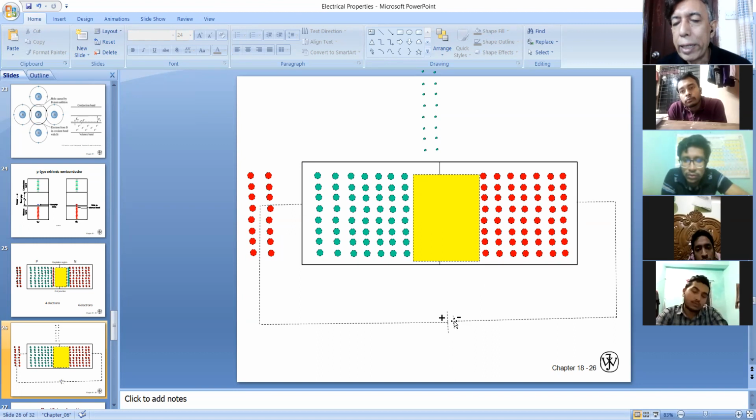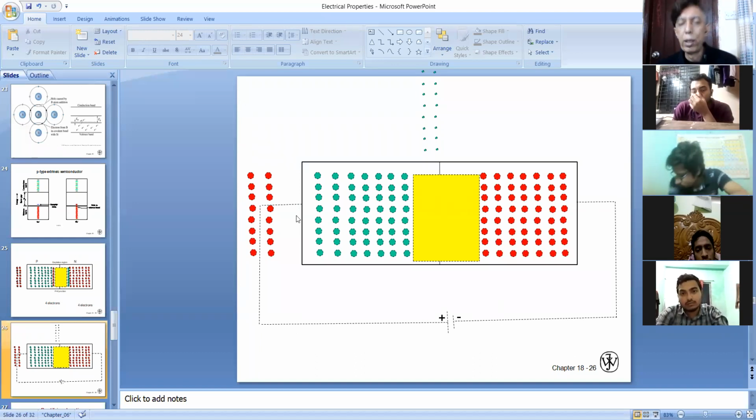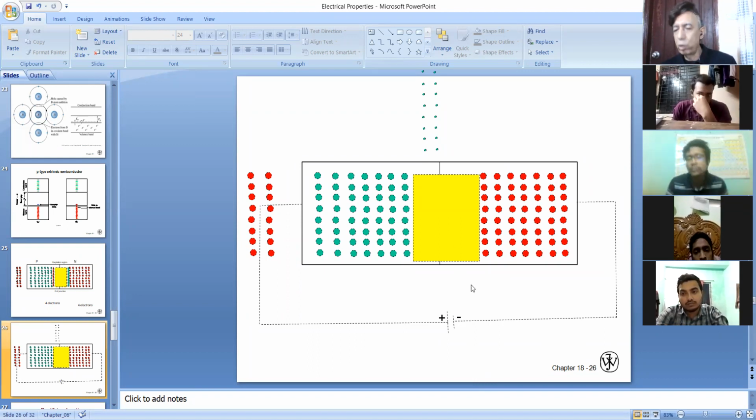So that means the negative side of the battery, that is electrons, will flow to this side, to here. From the battery, electrons will come by this side to this. And from the battery, the positive charge will come to this side. Now, if electrons come from this side to this, they will repel these electrons, or this electron will push this electron.